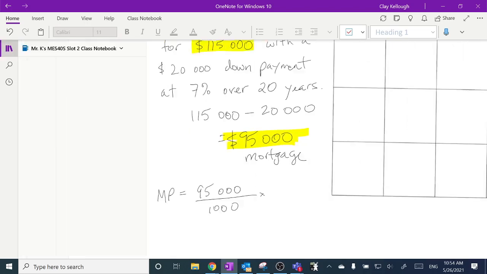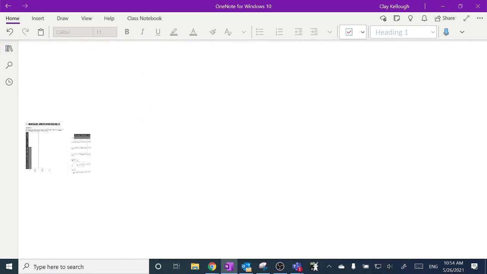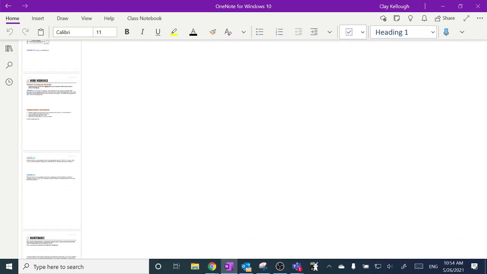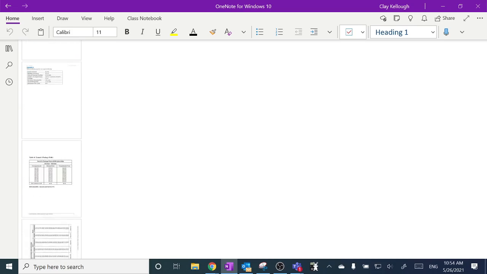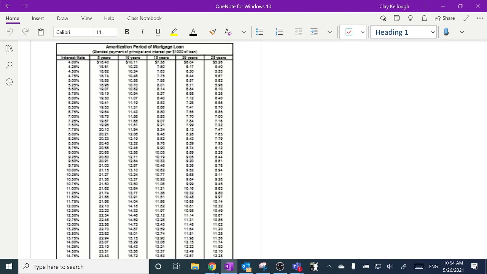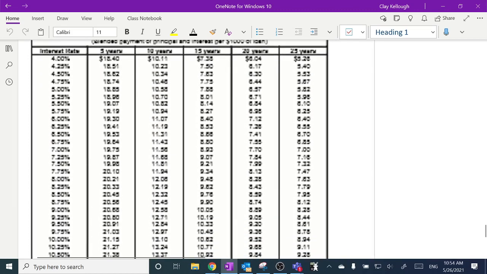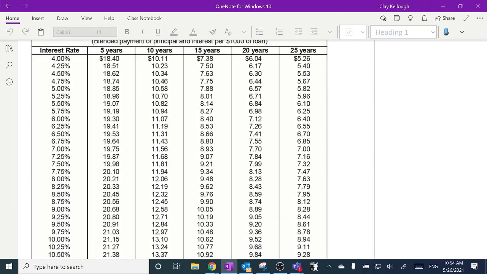Okay, where is my table value? Well, I'll have to go over to my notes booklet, and it's near the end. So let me shrink that down so we can move faster. There we go. Table 6, that one. Okay, and what do we know? 7% for 20 years. So table 6 is right here. 7% for 5, 10, 15, 20. So 7.7 is my table value. Okay, so that's how I get that number.